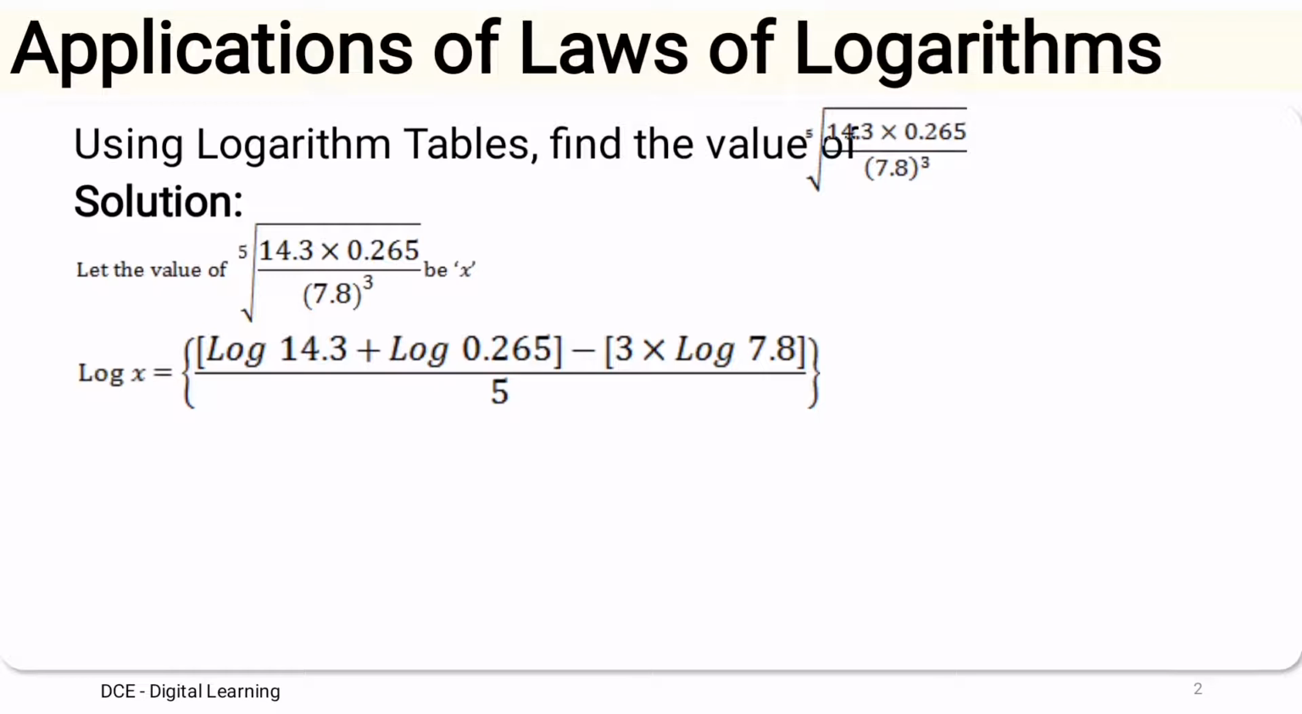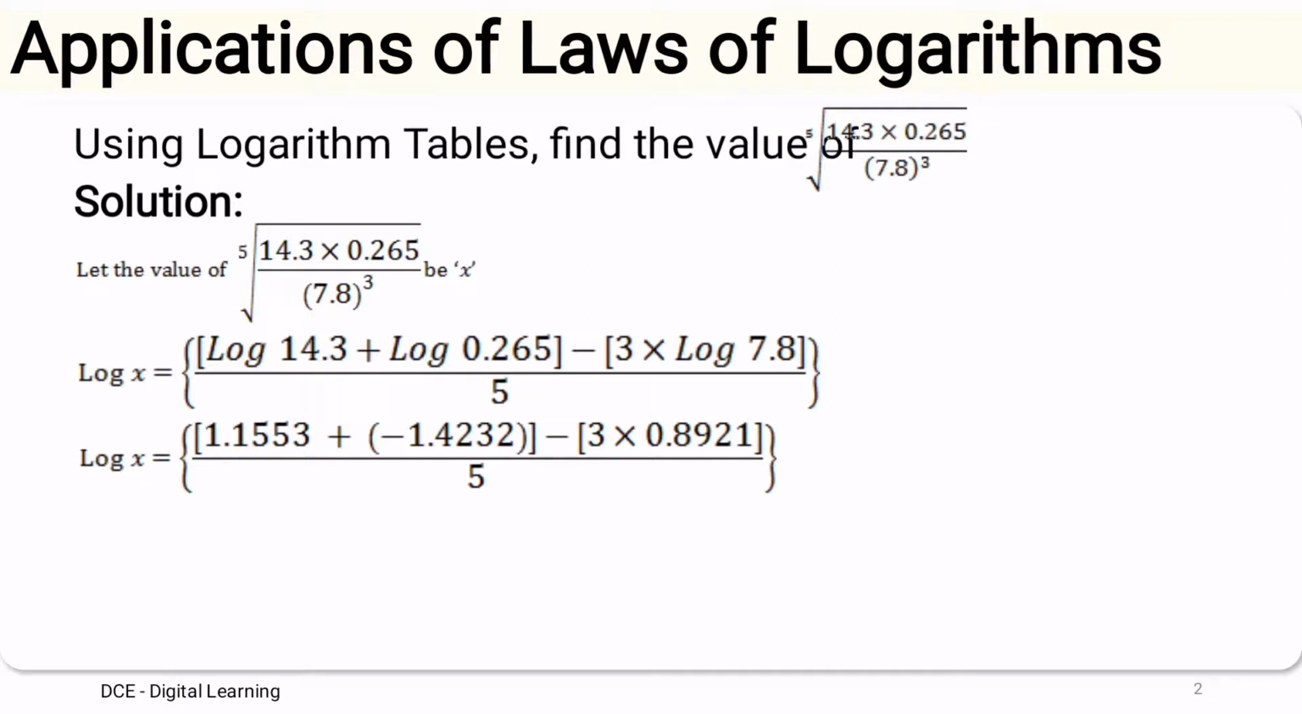And 7.8 raised to 3. This means 7.8 into 7.8 into 7.8, so 7.8 has to be multiplied by itself 2 times. As per the law of power, log of m raised to n equals n into log of m. So 7.8 is the m, 3 is the n. So n into log of m means 3 into log of 7.8. So this is divided by 5.